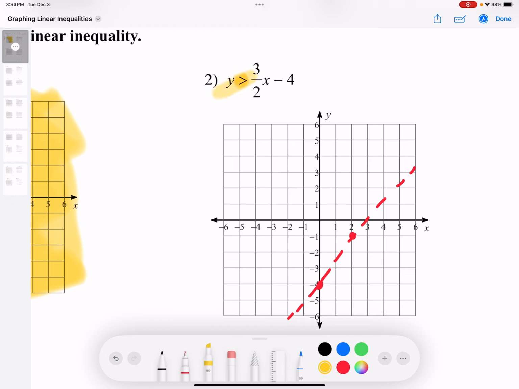And then y is greater than. So greater than is where the y-axis points up. So I'm going to shade on that side of the line. So we're going to shade over here.